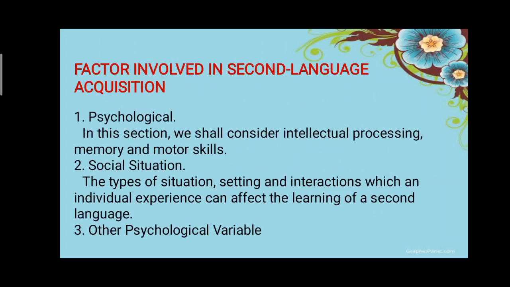And next, factors involved in second language acquisition. The first is psychological. In this section, we shall consider intellectual processing, memory, and motor skill. This is very important in psychological factors. The second is social situation. The types of situation, setting, and interaction which an individual experiences can affect the learning of a second language. And the last is other psychological variables.